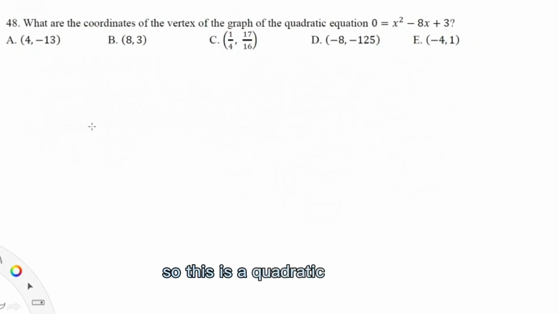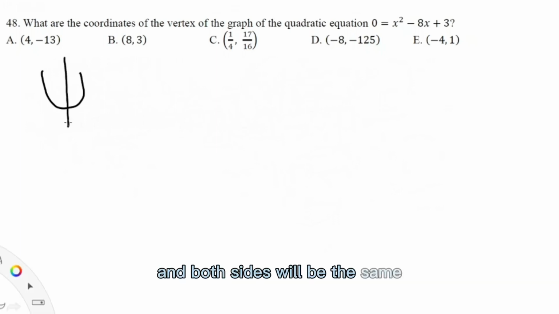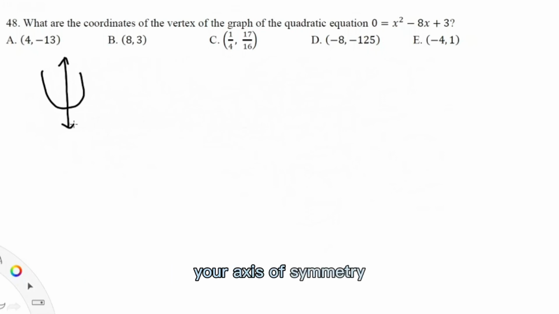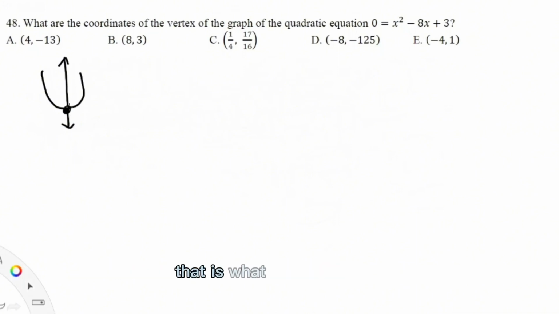So this is a quadratic equation. That means when you graph this, it creates a shape called a parabola, which kind of looks like a U. Now the thing about a parabola is it's symmetrical, meaning you can cut it down the middle and both sides will be the same. This line that you cut it down the middle by is called your axis of symmetry. And this point where it meets the axis of symmetry, that is called the vertex of the graph of the quadratic equation. Alright, that is what we're solving for.